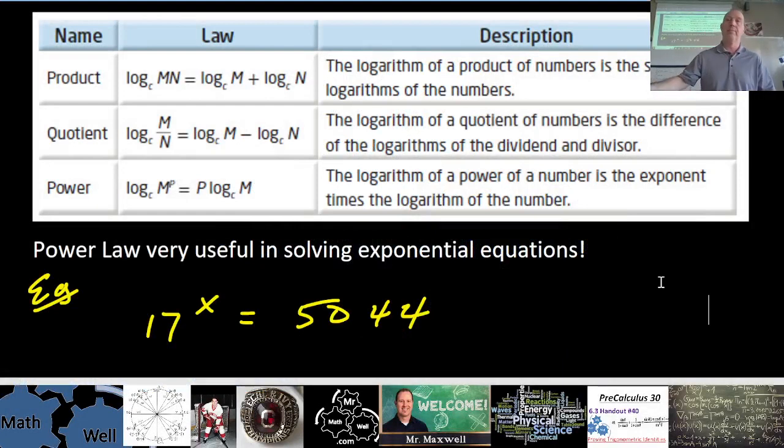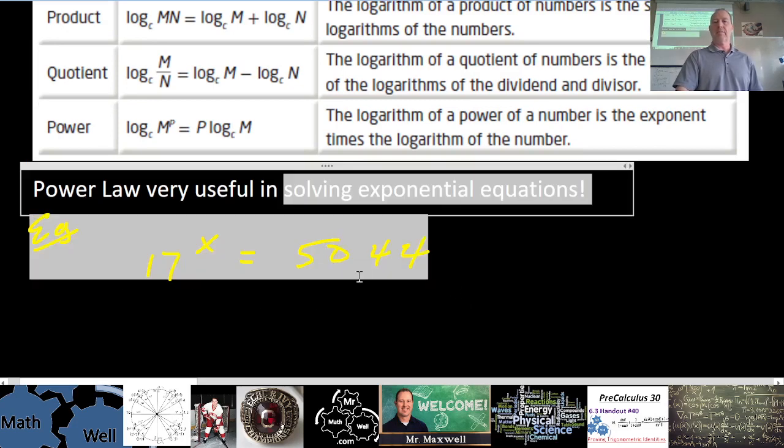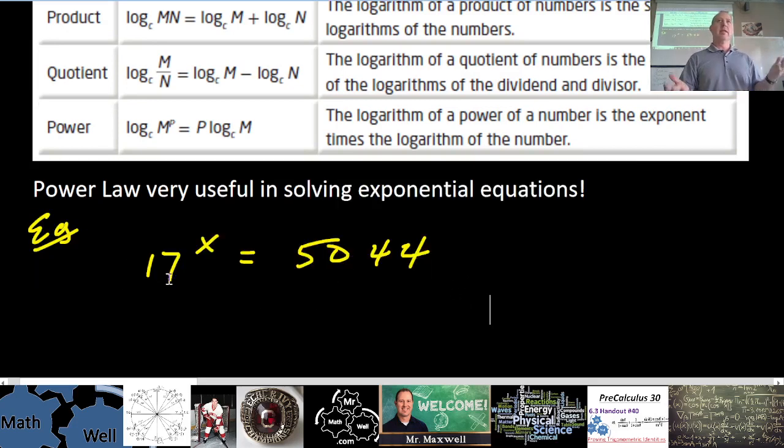Okay, so the power law is the most important law here, I would say, because this is really the only way that you can solve without trial and error and guessing and not being very exact. It's the only way you can solve for a variable in the exponent position, if the bases cannot be written in the same power. The easy examples would be where you could rewrite the bases with the same power, then you could focus on the exponents. But for most cases, if we're just solving a random exponential equation, then we need to use logs. And this is how you do it.